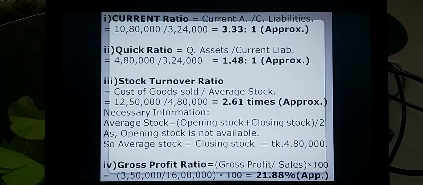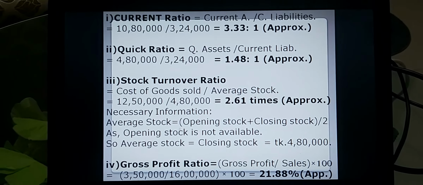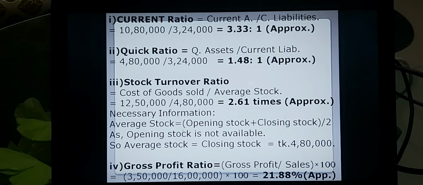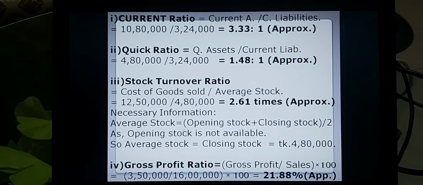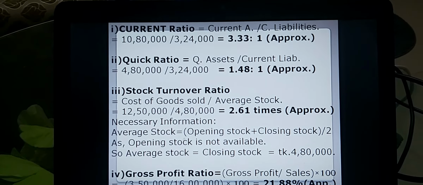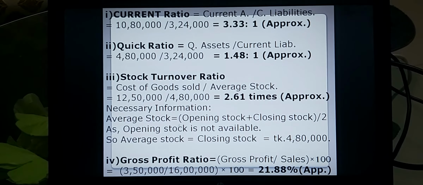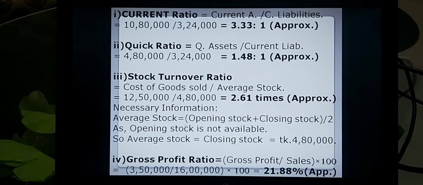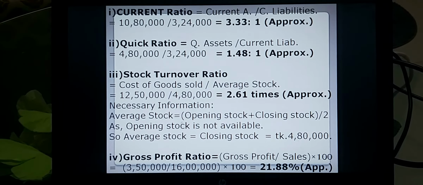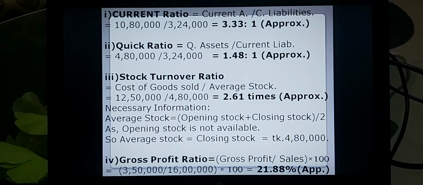Now you can go to number 3 for requirement C, that is the ratio of stock turnover, another name of inventory turnover ratio. From the formulas of ratio analysis, you can get it: cost of goods sold divided by average stock. Cost of goods sold amount is available in other information of the stem. Cost of goods sold is taka 12,50,000 from the stem. And average stock, for average stock amount, necessary information to be taken. We know that average stock is equal to opening stock plus closing stock divided by 2.